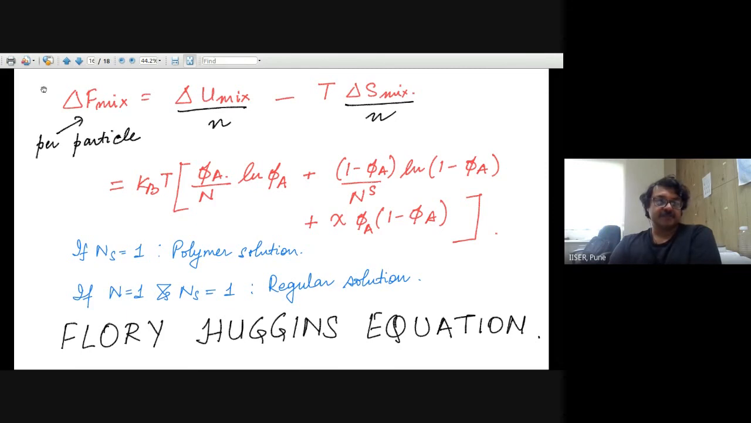The total free energy of mixing per particle, or the change in free energy due to mixing per particle, is delta U mix by N minus T delta S mix by N, and then the expression comes as kBT times phi A by N, where N is the number of monomers in a polymer chain, ln phi A, plus 1 minus phi A by Ns, the number of monomers in the solvent chain, ln 1 minus phi A. So these are the entropic terms. As I said, phi A ln phi A and phi B ln phi B are always entropic terms. Ln phi A is negative because phi A will always be less than 1, and this is the energetic term.